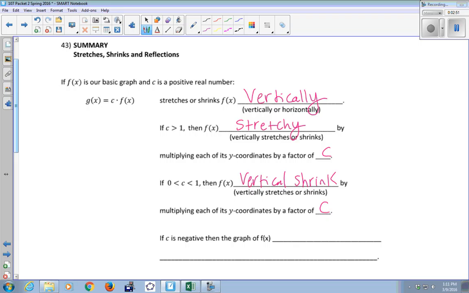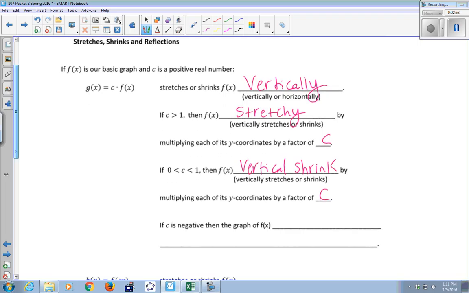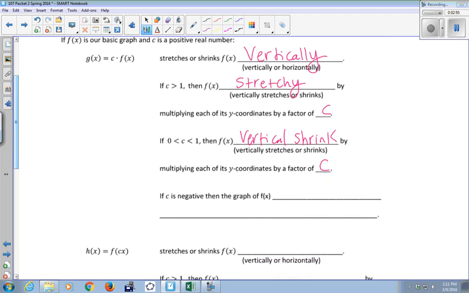What happens if c is negative? Then the graph of f of x reflects over the x-axis. Good.